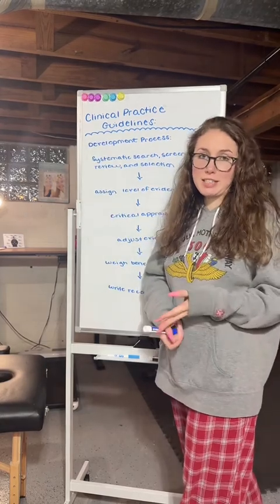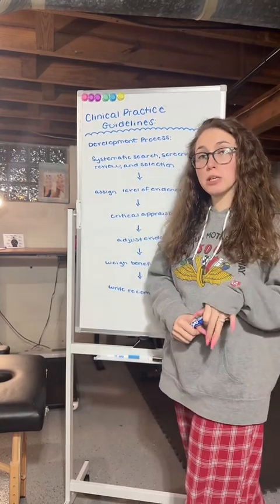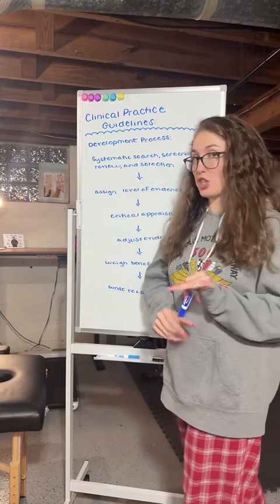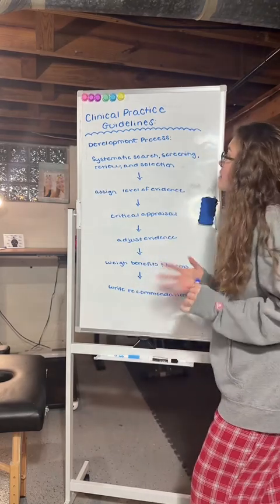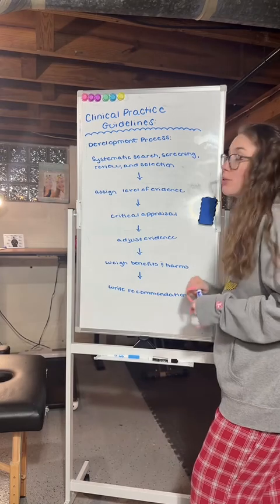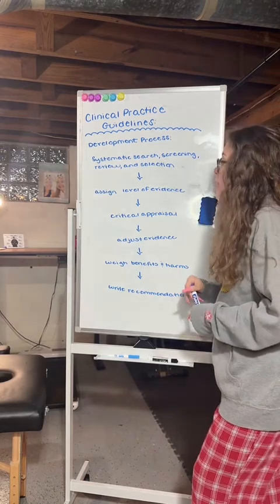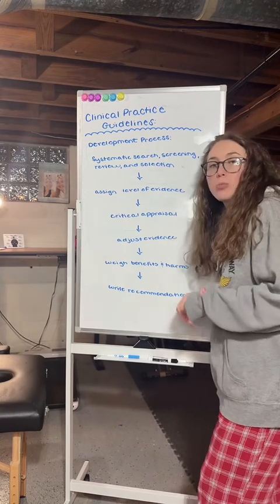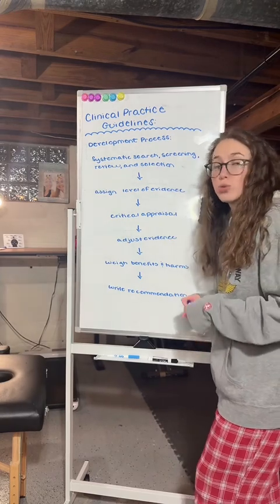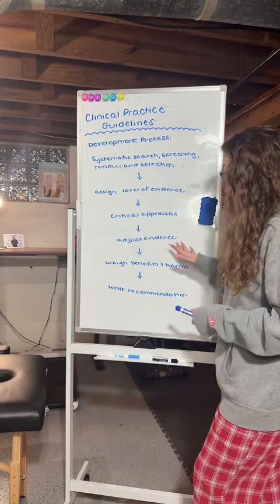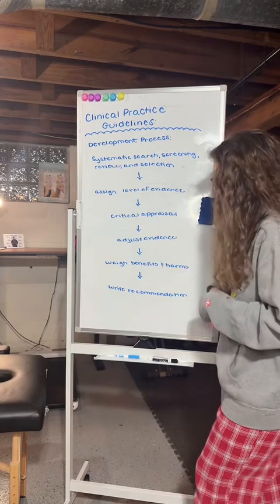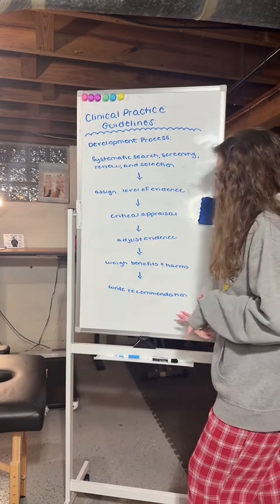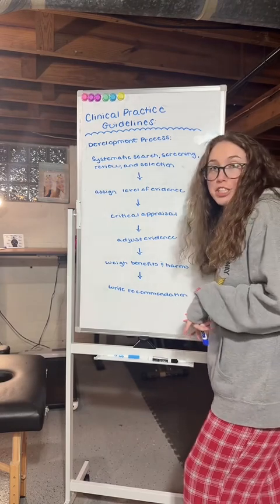As I stated previously, CPGs are very time consuming to develop. So here are all the steps that are involved in developing a CPG. The first step is a systematic search, screening, review, and selection of current data. Then we are assigning the level of evidence. Next up is critical appraisal, utilizing a critical appraisal tool. Next up, we're adjusting the evidence as appropriate. Next, we're going to weigh the benefits and harms. And then lastly is the actual writing of the recommendation.